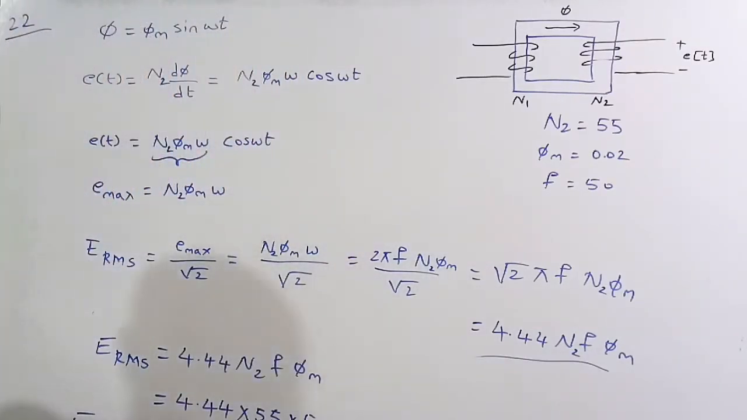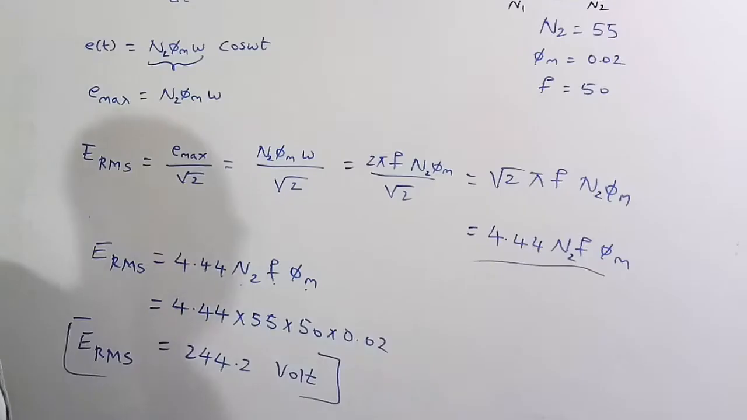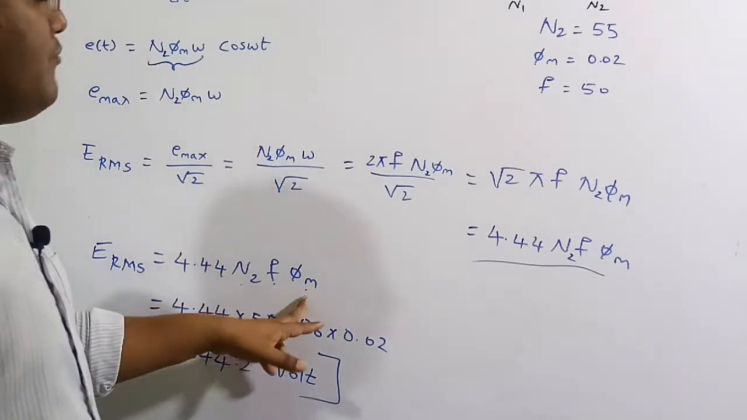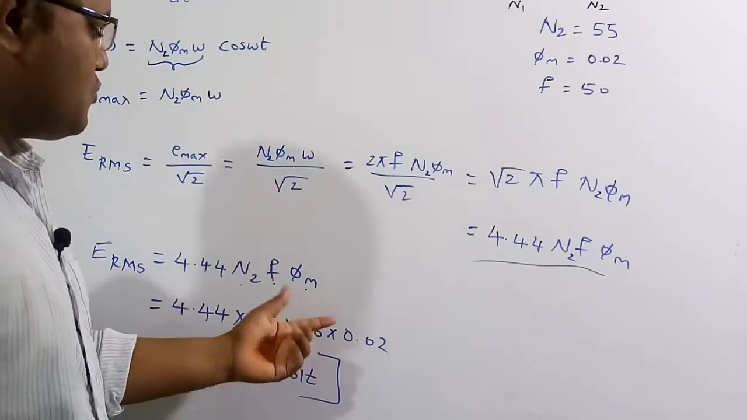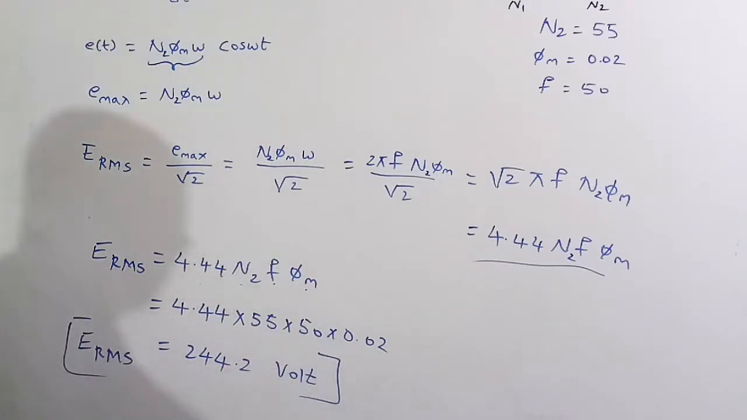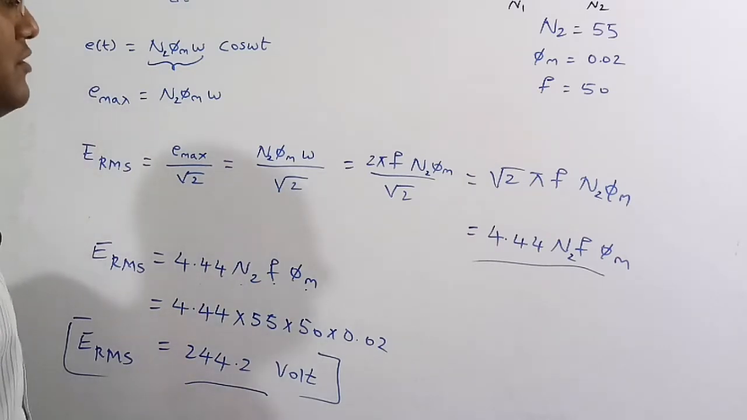So now E RMS is equal to 4.44 N2 f phi m. We know the value of N2, which is 55, f is 50 hertz, and phi m is 0.02 webers. If you substitute all those values and do the multiplication, we get 244.2 volts as the correct solution of this question.